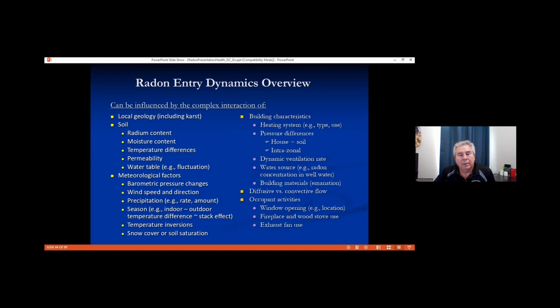Water table, fluctuation of a water table. So if your water table rises in the spring, it has a tendency of pushing more radon into your home. Barometric pressures. From one day to the next, that pressure outside your house could cause more radon to make its way inside your home. The wind, the direction, the speed, the rain. If it rains very hard, the water saturates the top of the soil, creates a pressure on the soil, which pushes more radon in your home.